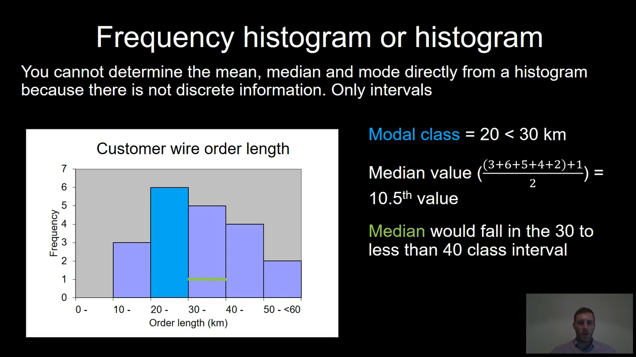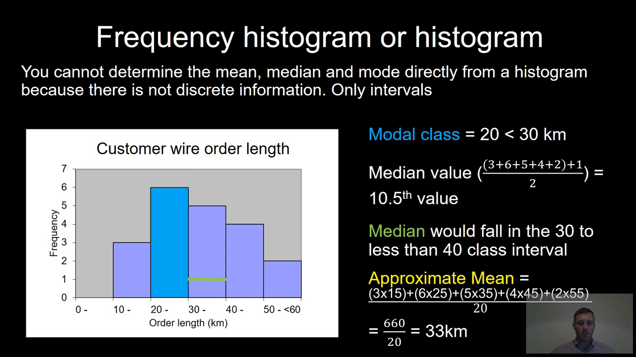We can approximate a mean by using the midpoint of the class interval. For example, 15 is the midpoint of the first interval as it falls between 10 and 20. We multiply this by the first frequency of 3. Do this for all the columns and then add them together, then divide by the total frequency. This gets an approximate mean of 33 kilometers because we're looking at the length of wire orders in this example.